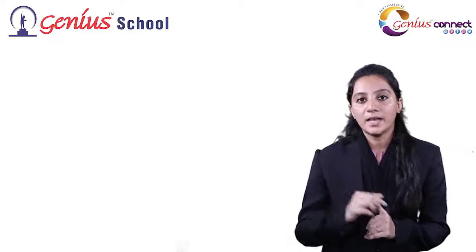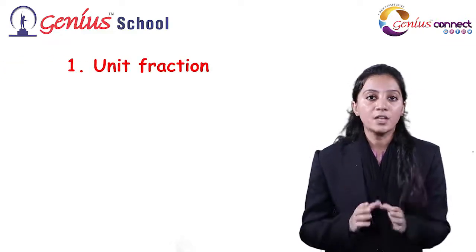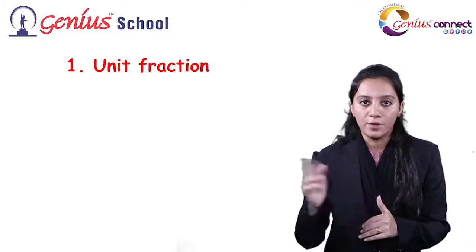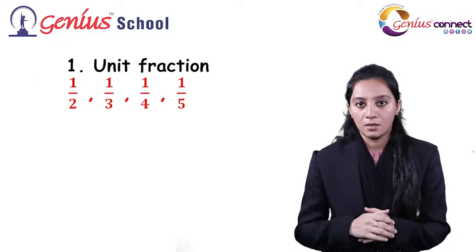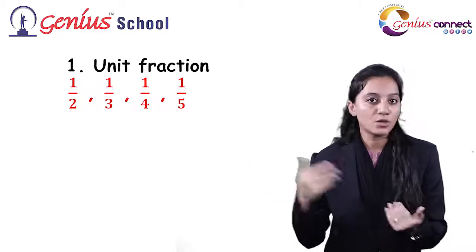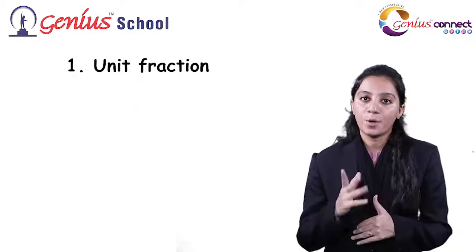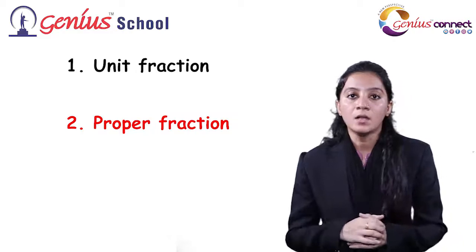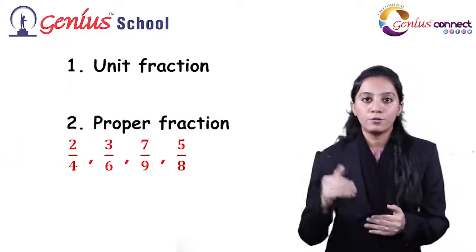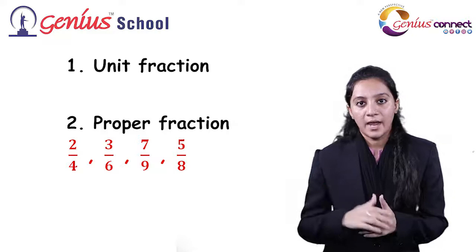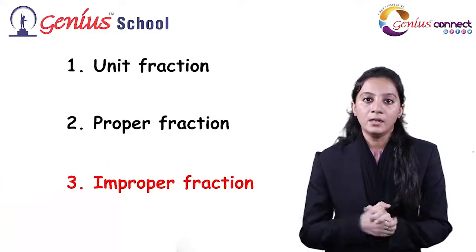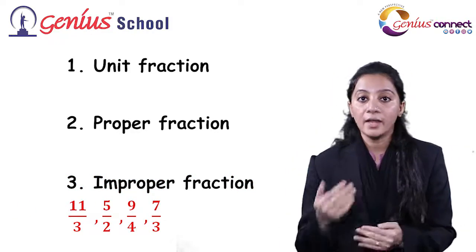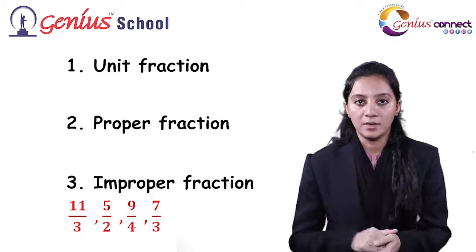First of all, the first example is unit fraction. In a unit fraction, the numerator is always 1. You can see the examples of unit fractions: 1/2, 1/3, 1/4, 1/5, and so on. Right? Next is proper fraction. In a proper fraction, the numerator is smaller than the denominator. Here the examples are 2/4, 3/6, 7/9, and so on. Then the improper fraction. In an improper fraction, the numerator is greater than the denominator. So you can see the examples.